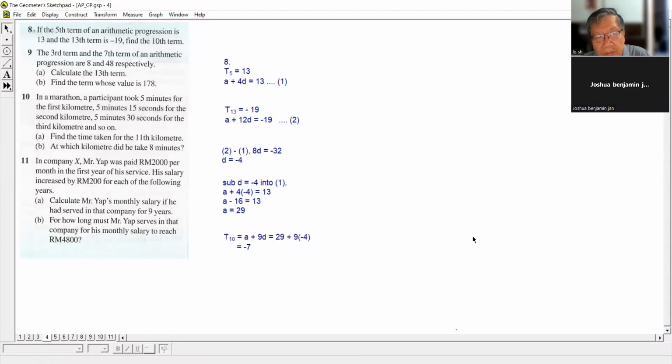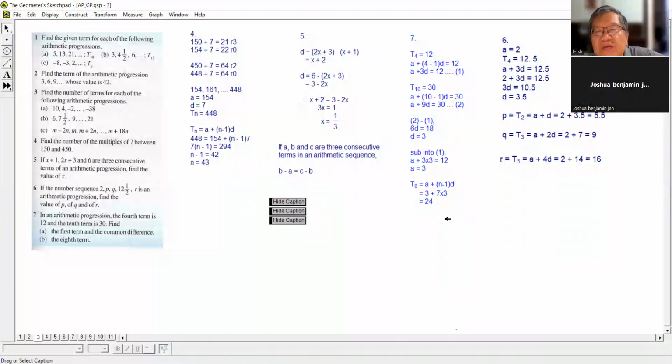For this different type of question, you have to be very familiar with the tricks. They have a few tricks. The first trick is you must know the formula for the term Tn, a plus n minus 1d. Now the second trick is you have to form equations and solve.